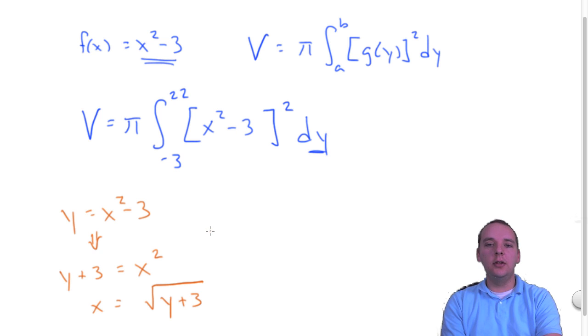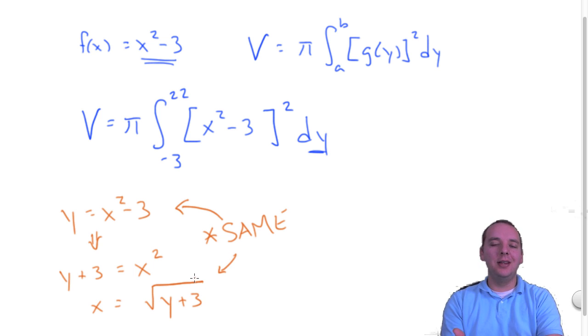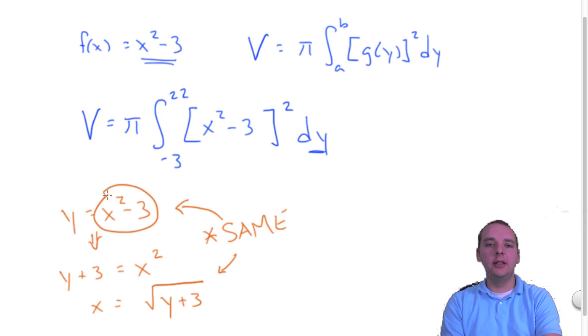So this is important to recognize. Hopefully you understand this. These two guys here are the same. This guy, our original function, and this relationship, I simply wrote them in a different way. I solved for the other variable. So this is going to be our function of y as opposed to this being our function of x.